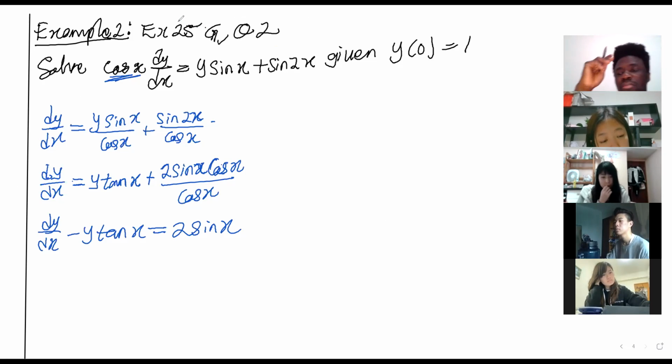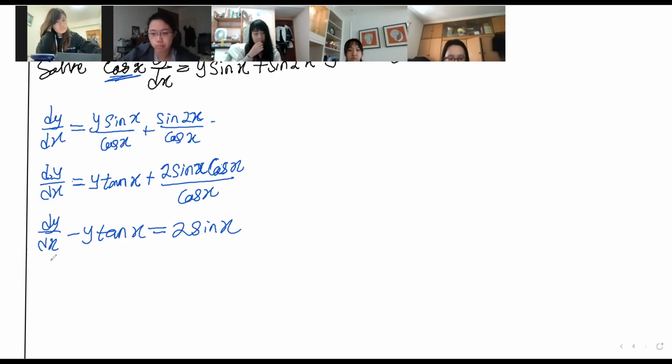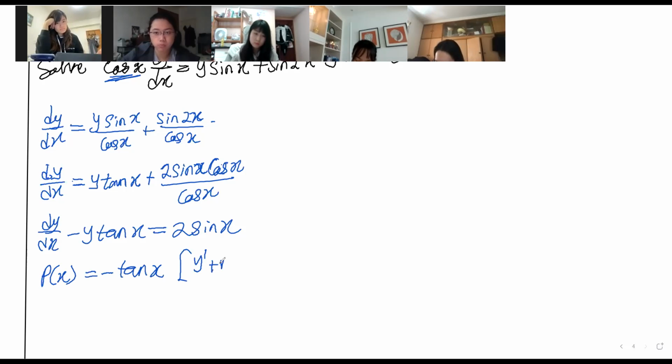So what is your px? Let's ask someone. Hold on. What's your px? Let's ask Nakita. Px is negative 10x. Yes, px is negative 10x. So you can write it by saying, px in this case is negative 10x. Remember you've compared with dy dx plus pxy is equal to qx. That's what you have compared with. So px is negative 10x.